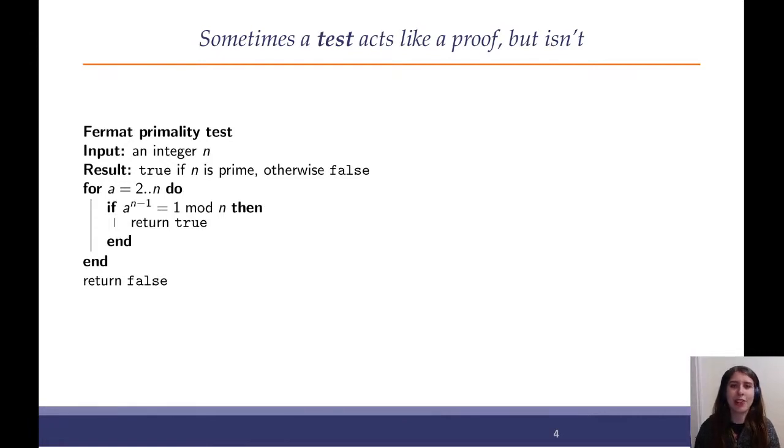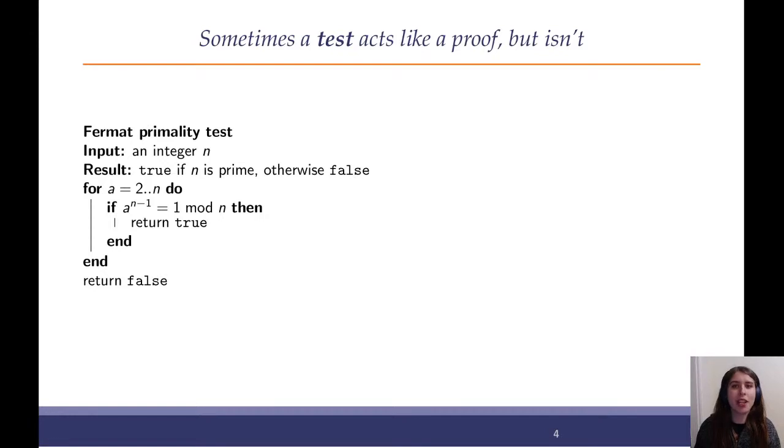Another thing that can go wrong is some kind of mathematical test that we really want to act like a proof, but actually doesn't form a complete proof. Here's an example of the Fermat primality test. The idea is we're going to test whether a number is prime by checking whether any numbers up to that number satisfy a certain equation. And if they do, then this must be a prime number.